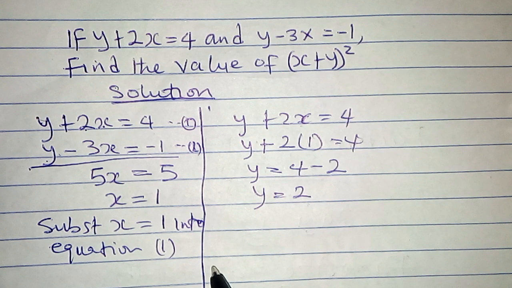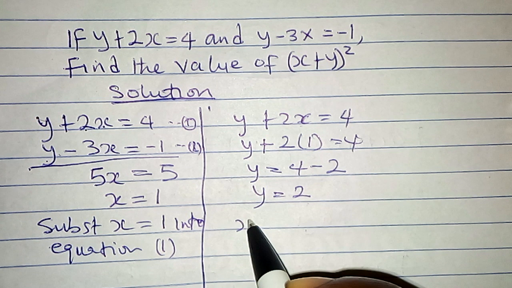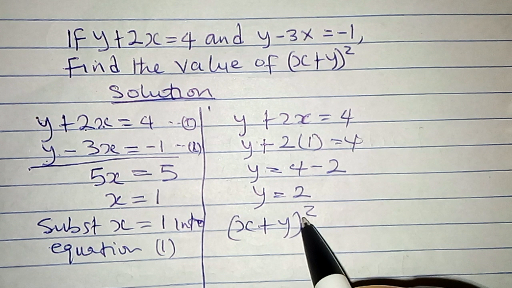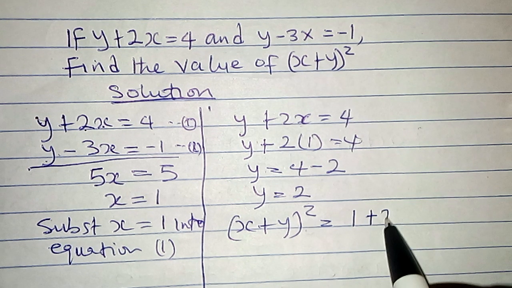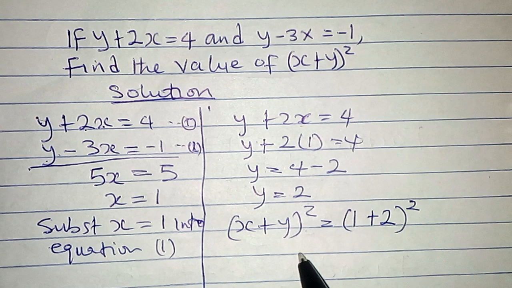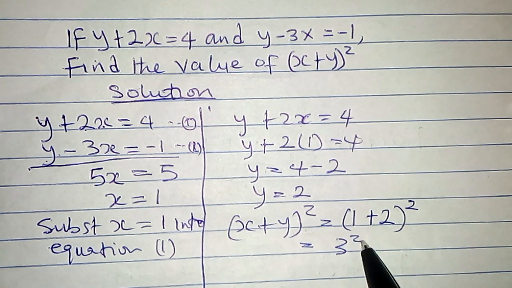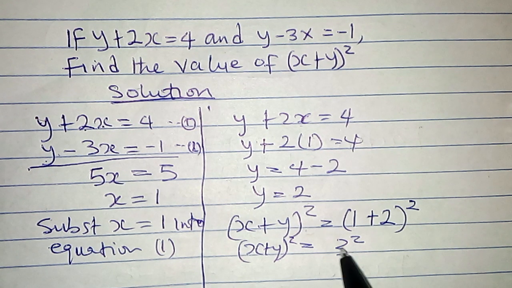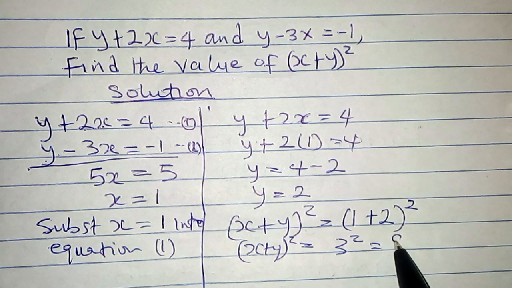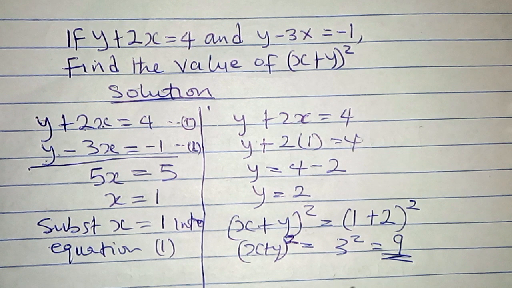Now we have known the value for y and we have also known the value for x. And this question says that we should find the value for (x + y)². We know our x to be what? To be 1. And we know our y to be 2. (1 + 2)² is equal to 3². So (x + y)² is equal to 3², which is equal to 9. 3 times 3 is 9. So this is our final answer.